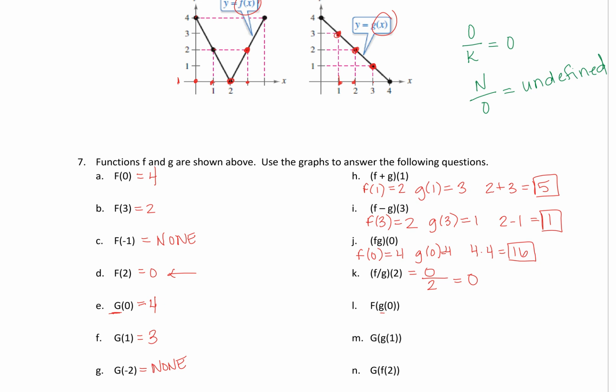All right, so very first one. I know I'm going to do g of 0 first. So g of 0, my answer is 4. Then I'm going to do f of g's answer, which was 4. So f of 4, well, if I go to function f, go over to 4, my answer is also 4.